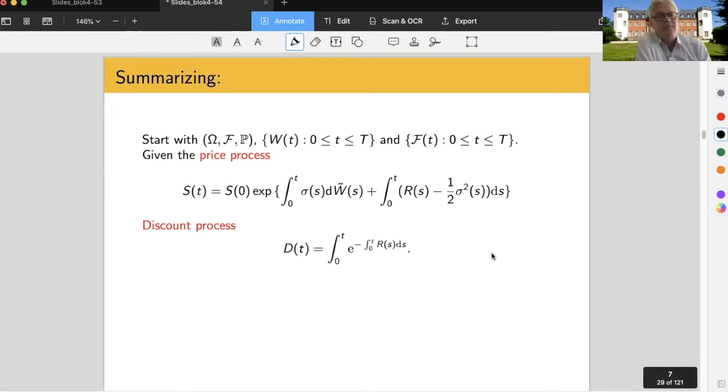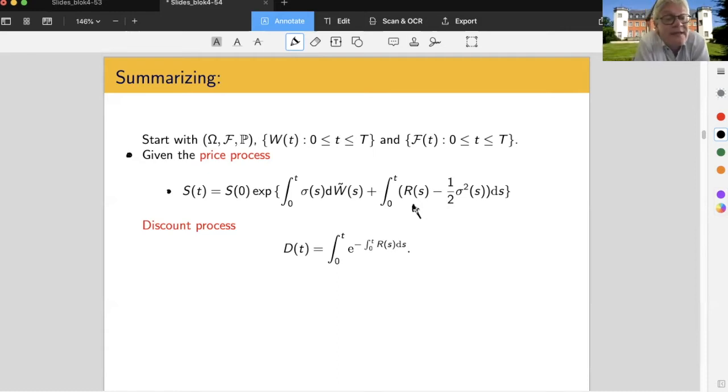And we were given a price process, right? This is in the summary, we had this price process and it looked as follows. St is equal to S0 times e to the power, the integral from 0 to t, sigma s dW tilde s plus the integral from 0 to t, rs minus 1/2 sigma squared s ds. And see particularly this r here. This is our price process, the price process under the risk neutral measure, P tilde.